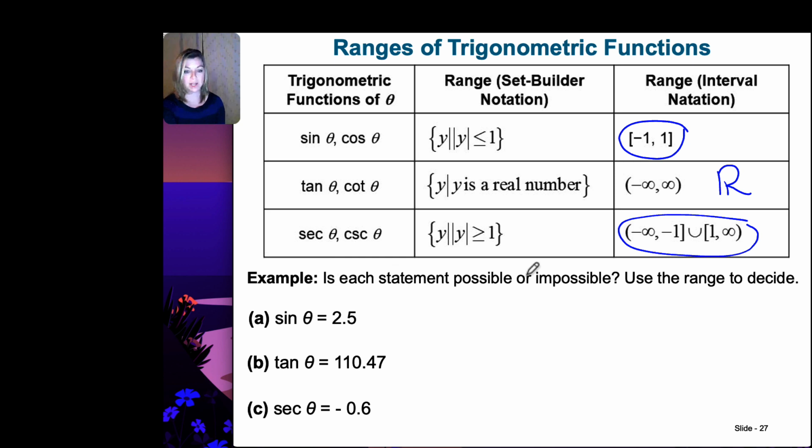All right, we are given a task here, an example here. It says, is each statement possible or impossible? Use the range to decide. So we're being asked if sine of any angle theta could be equal to 2.5.